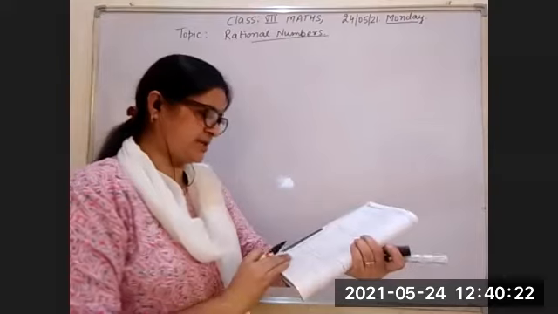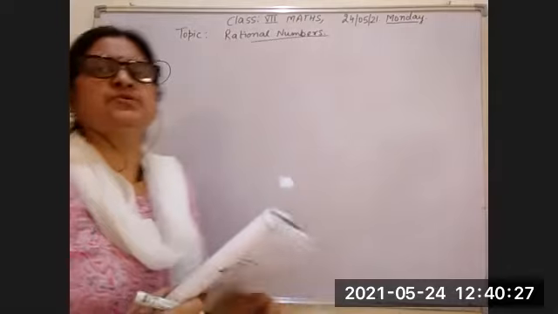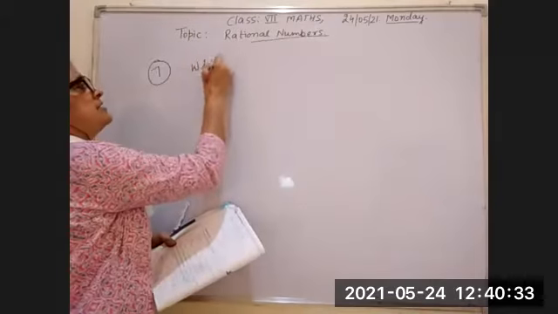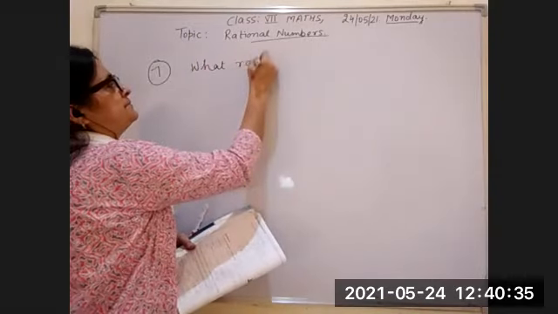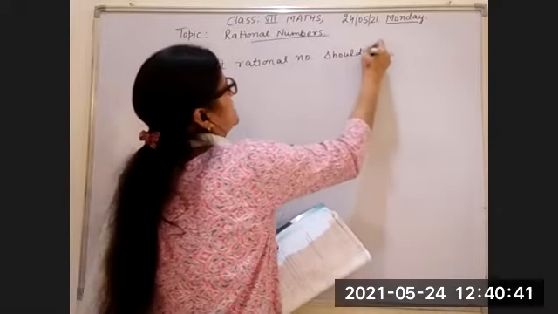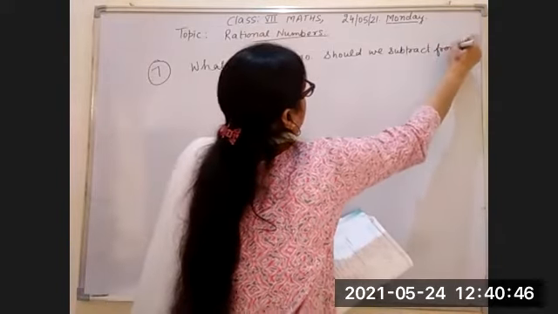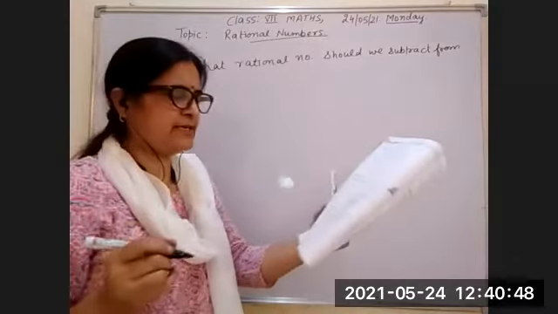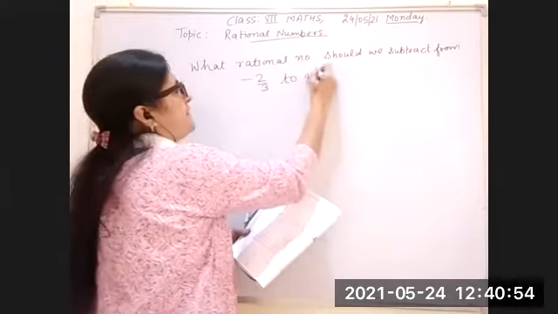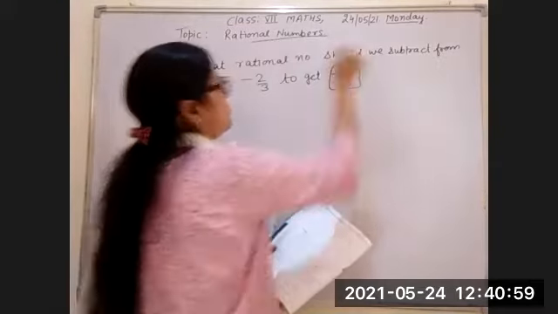see the next question. Your question number 7 is, now in the question it is given, what rational number should be subtracted from, in which we have to subtract, the rational number is given minus 2 upon 3, to get the result minus 5 upon 6. The number is not given.